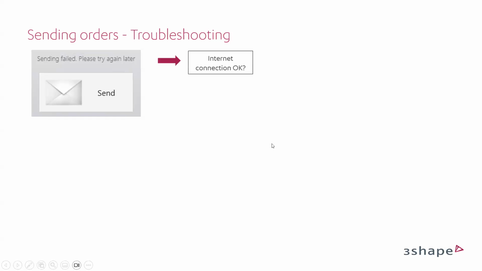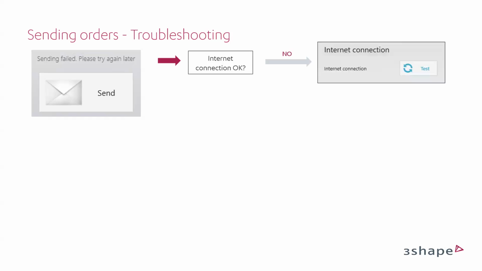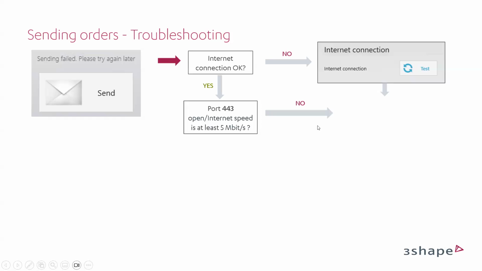You should check if the internet connection is okay. If not, you need to check the internet connection, and probably check the router connection or the cable connection, and press test here. If yes, then you should check if port 443 is open and the internet speed is at least 5 megabit per second. If no, then you need to check the network connection, firewall rules, and contact local IT support.